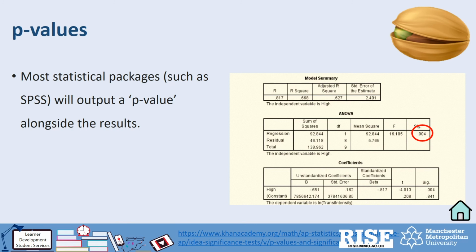Beware, this does not mean that there is a 95% probability that the research hypothesis is true, however. A p-value higher than 0.05 is not statistically significant and indicates strong evidence for the null hypothesis. This means we retain the null hypothesis and reject the alternative hypothesis.